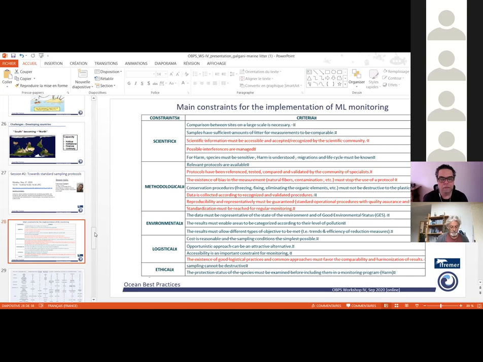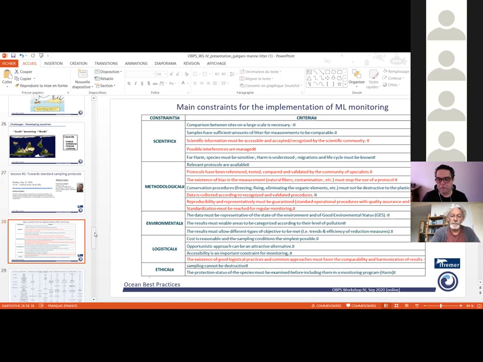Then we must know about conservation procedures and contamination and so on. And procedures also must be recognized. This is part of best practices, must be reproducible, representative also. And then standardization also can be reached when under regular monitoring.